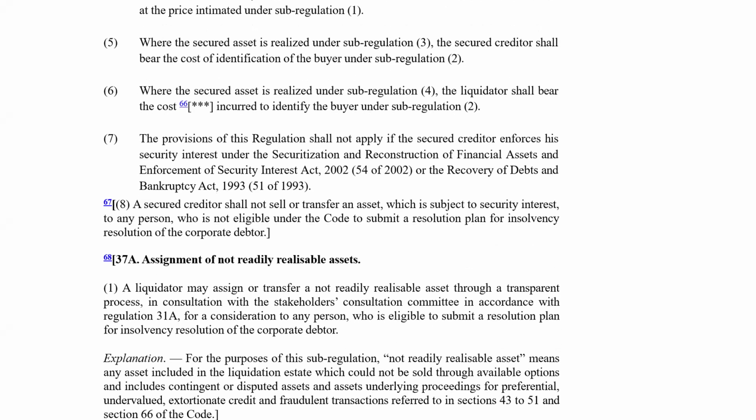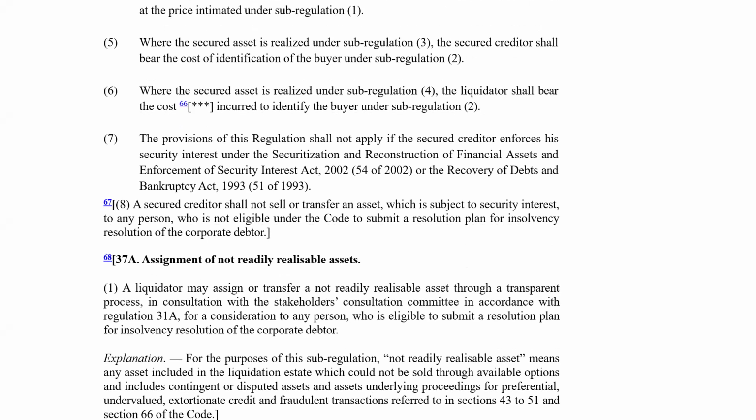Because secured, the SARFAESI Act also specifies the procedure in detail, in what manner the asset is to be sold and all. So if the secured creditor is enforcing his security interest under the SARFAESI Act or the RDB Act, then these provisions of this regulation will not apply.